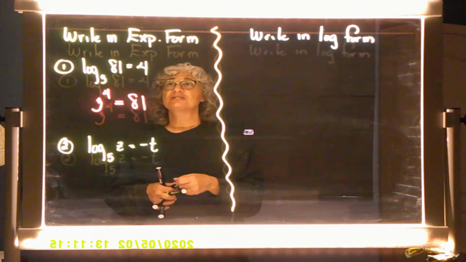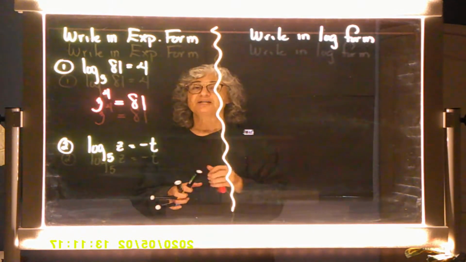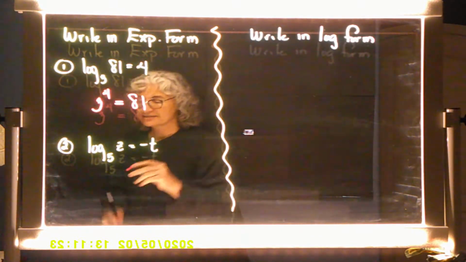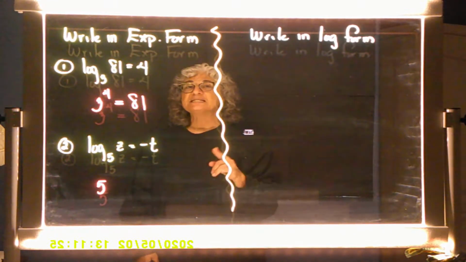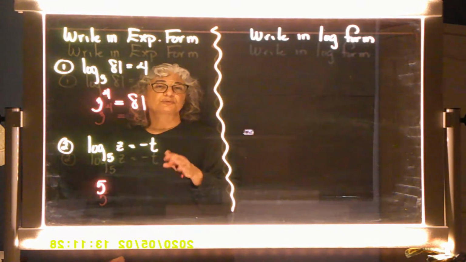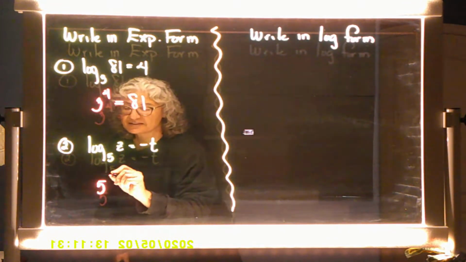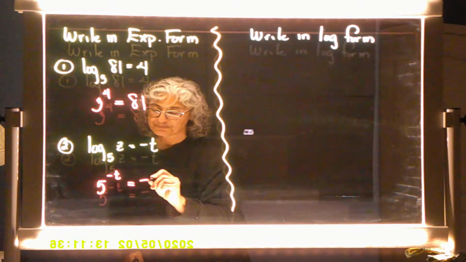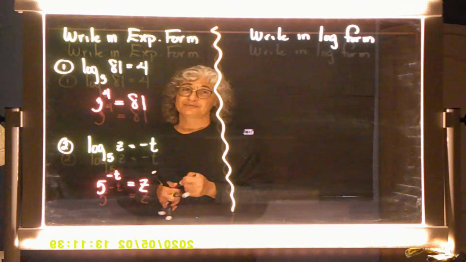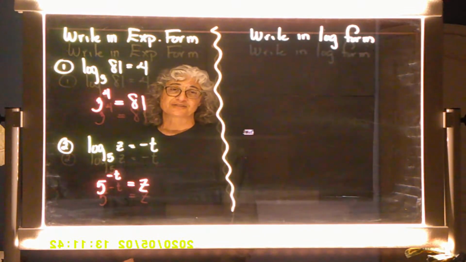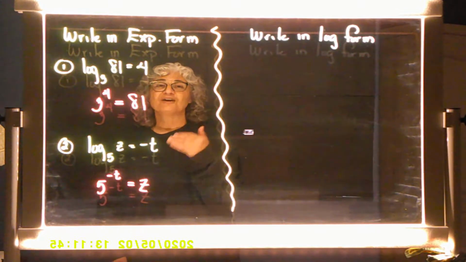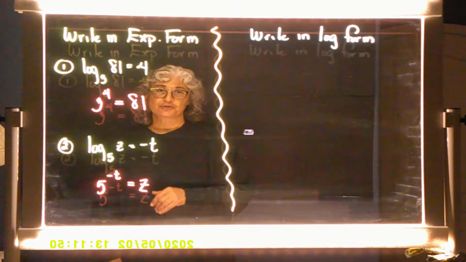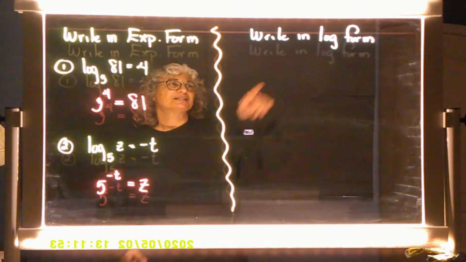Now, same directions, write this in exponential format. So the first thing you need to identify is your base, which is, excellent, 5. And the base always needs a power, which in this case would be, excellent, negative t, the thing that's all by itself. And it equals the only thing left, which is z. Now this one you can't really verify because all you have is one number. You don't know what anything else is. So you have to be certain of your knowledge of transferring from a log format to an exponential format. Good?